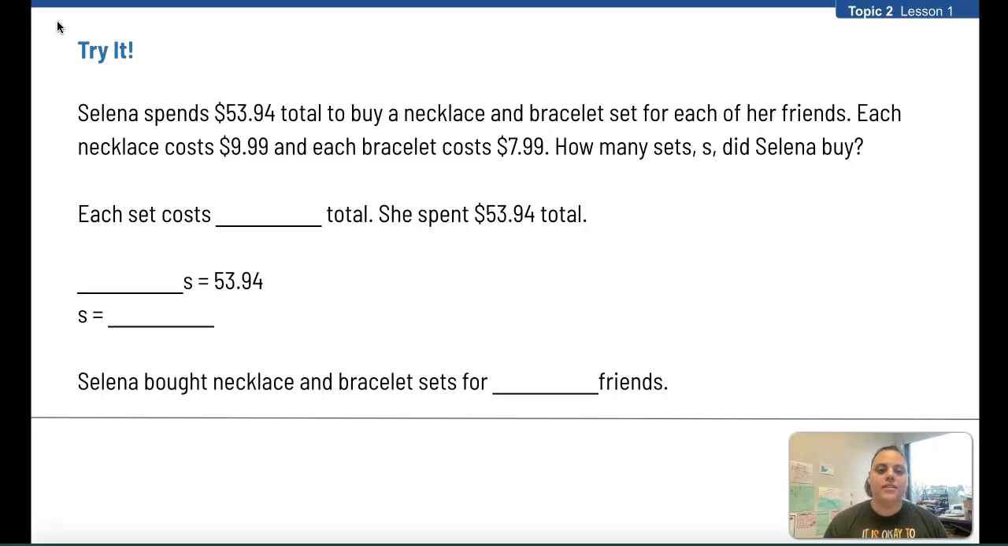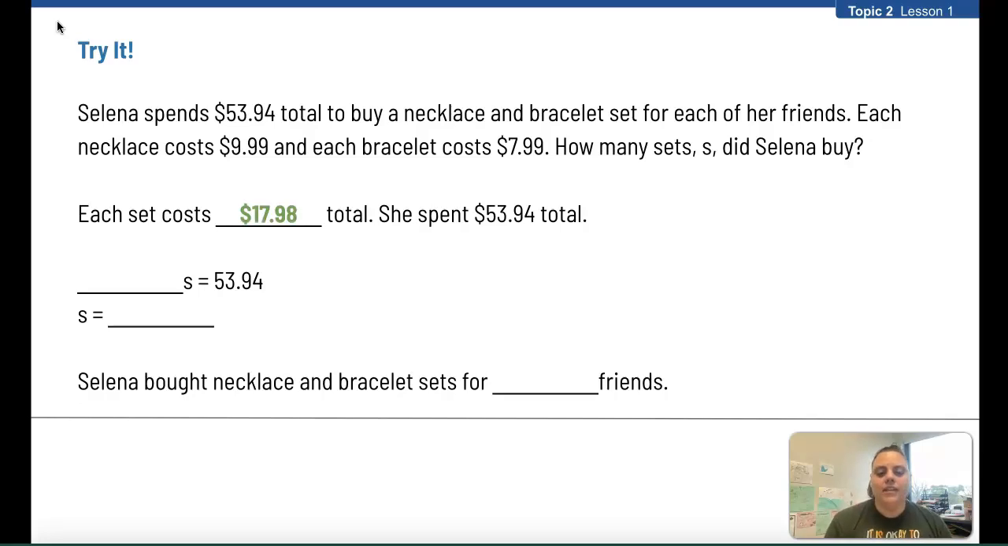Now you are going to try the same thing. Selena spends $53.94 in total to buy a necklace and bracelet set for each of her friends. Each necklace alone costs $9.99 and each bracelet costs $7.99. How many sets did she buy? First, you need to figure out what is the total amount that one set will cost. Fill that into your equation and then divide to figure out how many friends that she can get sets for. Pause the video now to complete this and press play when you're ready to see the answer.